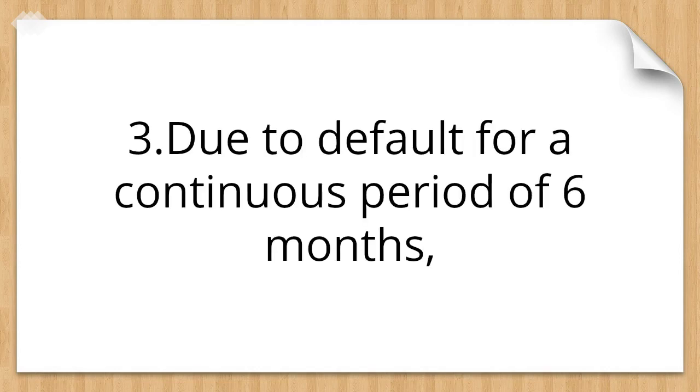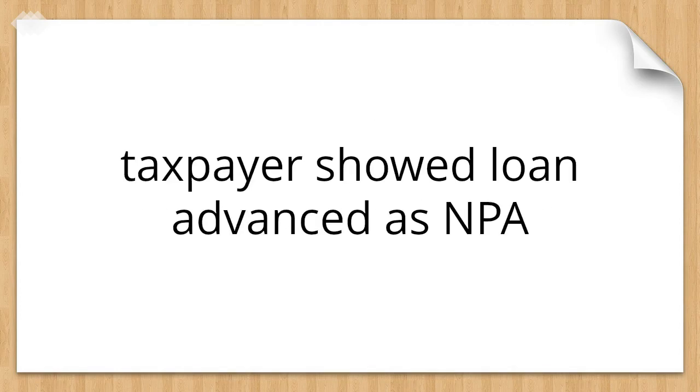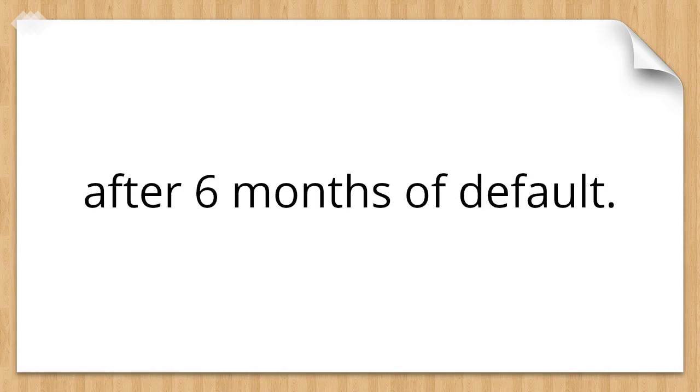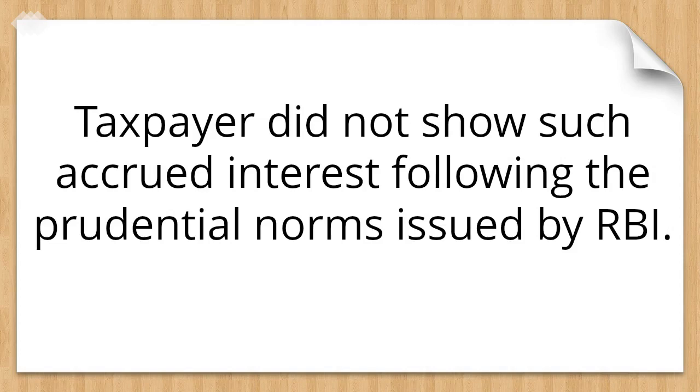3. Due to default for a continuous period of 6 months, taxpayer showed the loan advanced as NPA and did not show interest accrued as income after 6 months of default. Taxpayer did not show such accrued interest following the prudential norms issued by RBI.